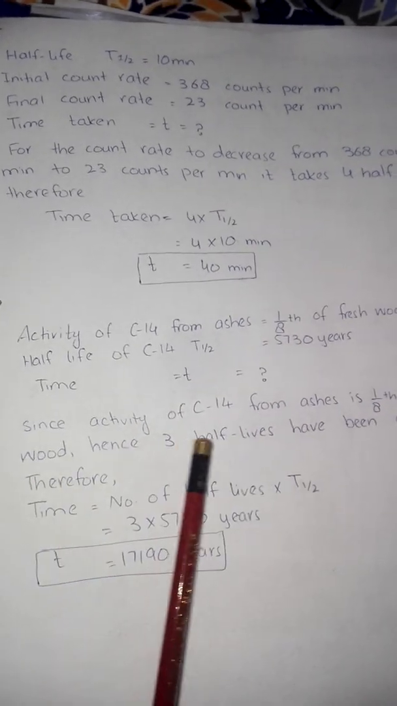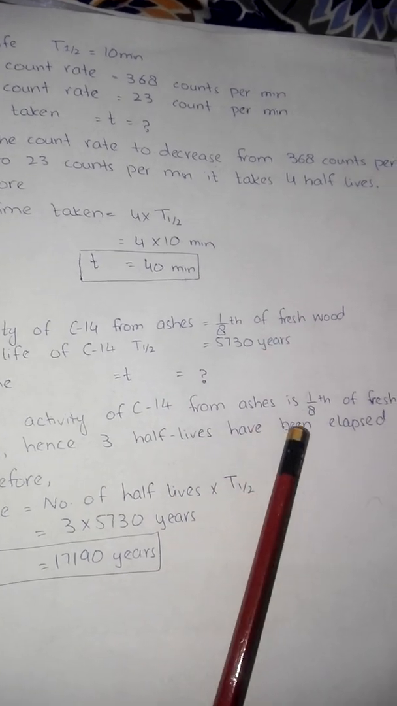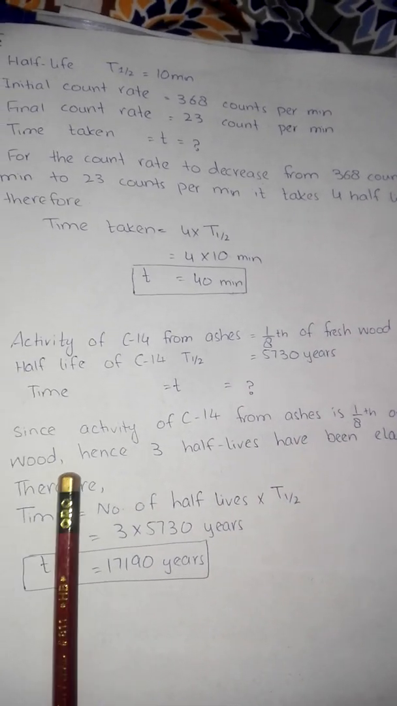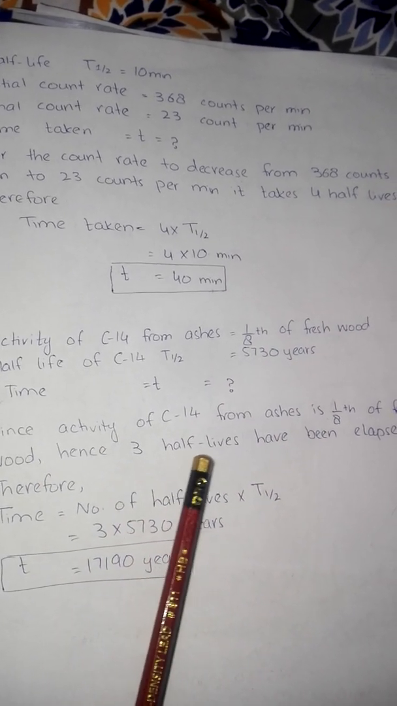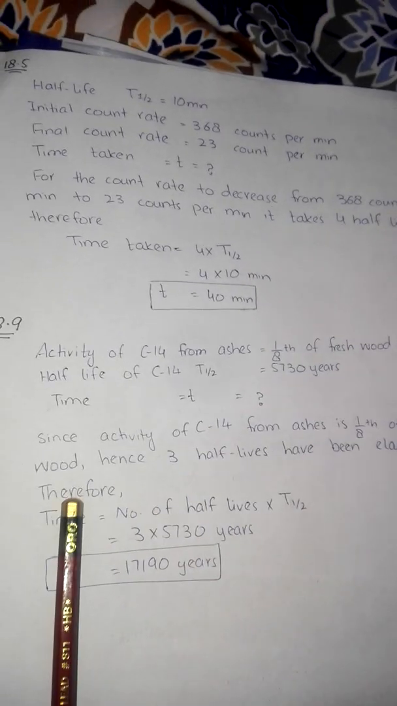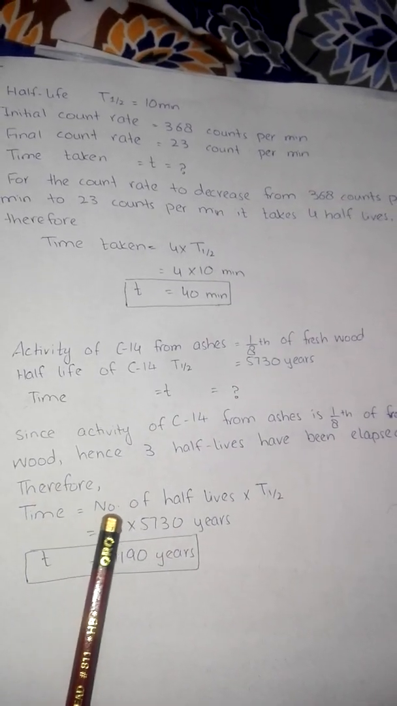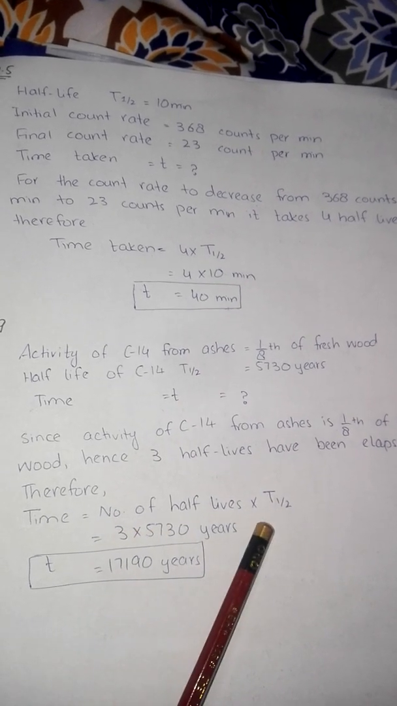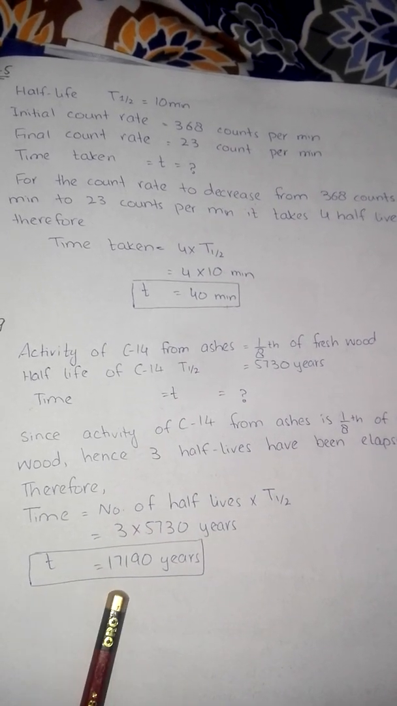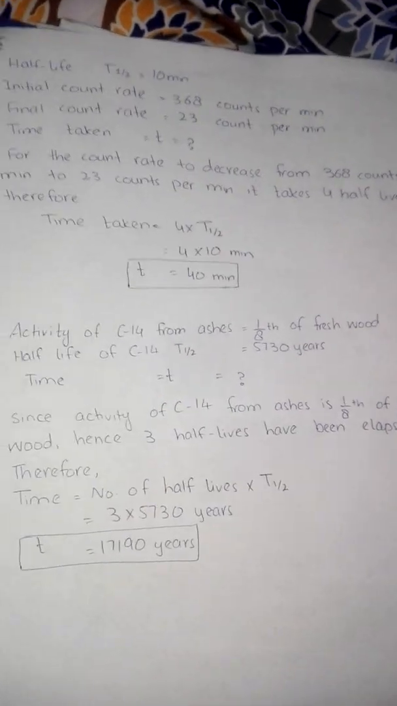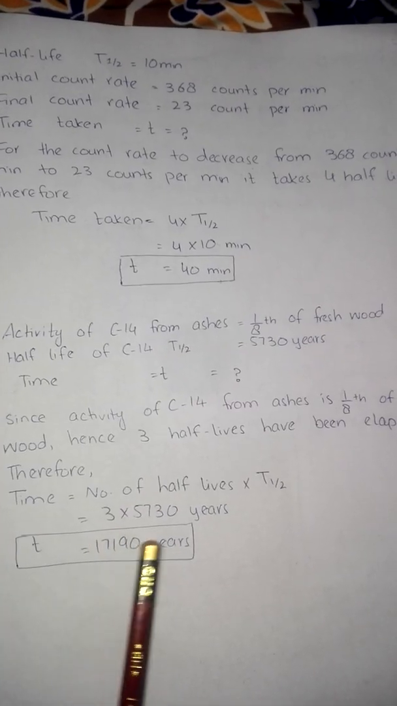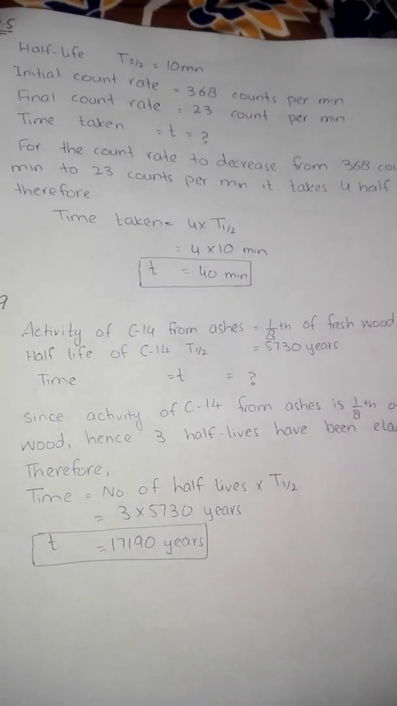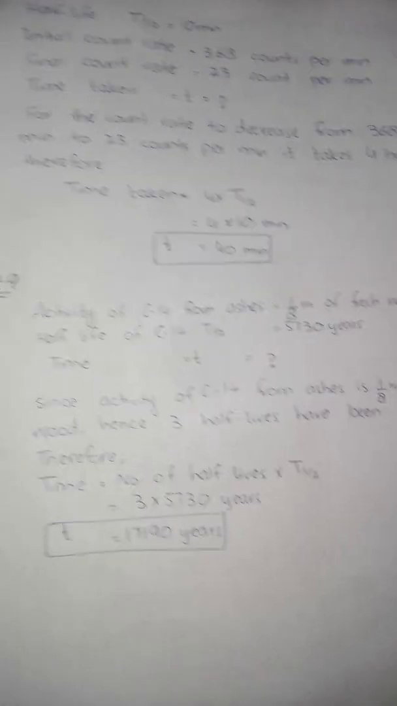Since activity of carbon-14 from ashes is 1/8 of fresh wood, hence 3 half-lives have elapsed. Therefore, time is equal to number of half-lives into half-life. 3 into 5730 years, and time will be 17190 years. So these are your numericals. Do practice of all these numericals.